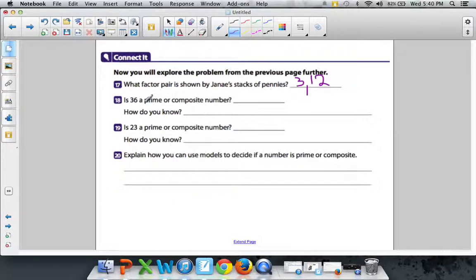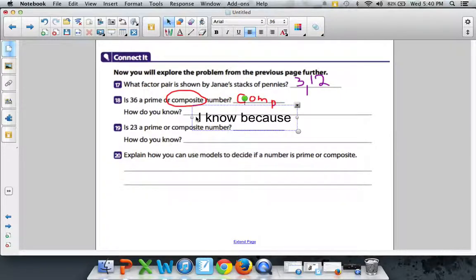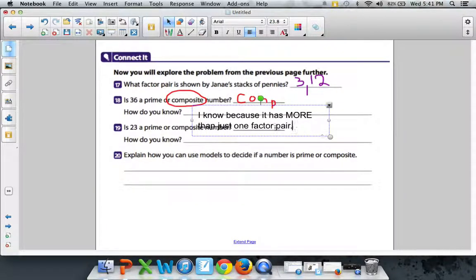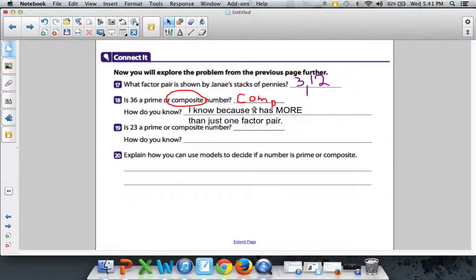Is 36 a prime or composite number? You want to say that it is composite. Go ahead, spell the whole thing out. Not hard to spell. How do you know? All right, this thing I will type out for you. How do you know? I know because it has more than just 1 factor pair. Because if it only has 1 factor pair, 1 times itself, then it's not composite.